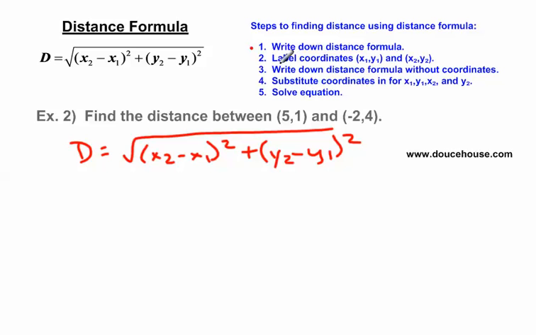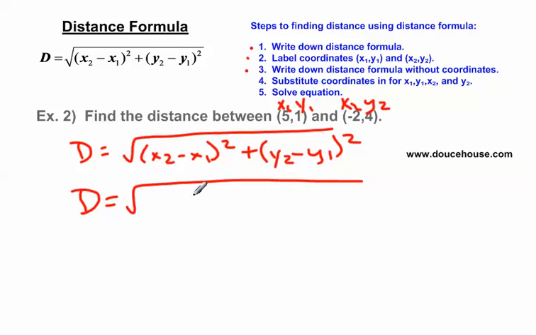Step 2 says to label the coordinates. So I'm going to go with an x1, y1, x2, and a y2. And then it says write down the distance formula without the coordinates. So I'm going to leave out those numbers and I'm going to put blanks into the equation. Step 4 says to substitute the coordinates in for x1, y1, x2, and y2.